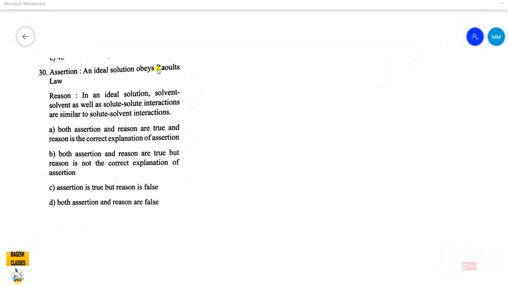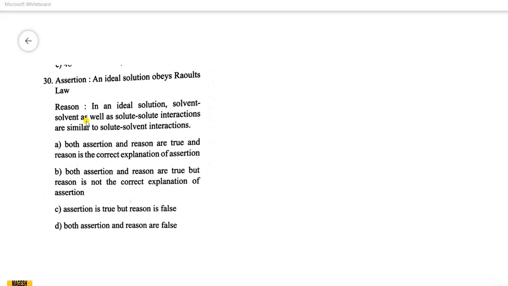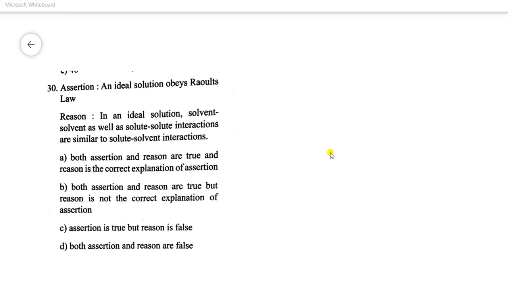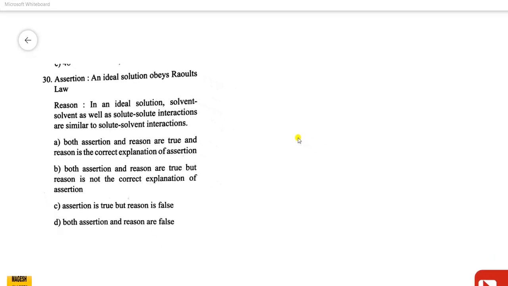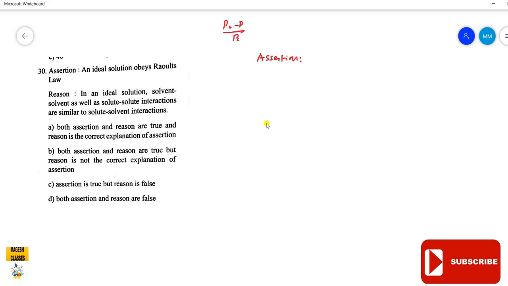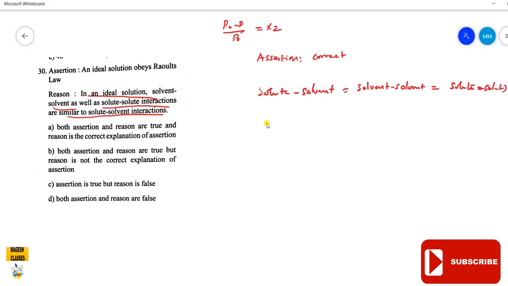Question number 30. The assertion: an ideal solution obeys Raoult's law, and the reason: in all ideal solutions the solvent-solvent as well as the solute-solute interactions are similar to the solute-solvent interactions. First of all, assertion: an ideal solution obeys Raoult's law. So it is a correct statement. The Raoult's law is that the relative lowering of vapor pressure of the solution is equal to the mole fraction of the solute. So the assertion is correct. And the reason: in an ideal solution, the solvent-solvent as well as solute-solute interactions are similar to the solute-solvent interaction. The solute-solvent interaction is in the solution, the solvent-solvent interaction is in the solvent, and the solute interactions are in the solute species, and they are similar in case of an ideal solution.